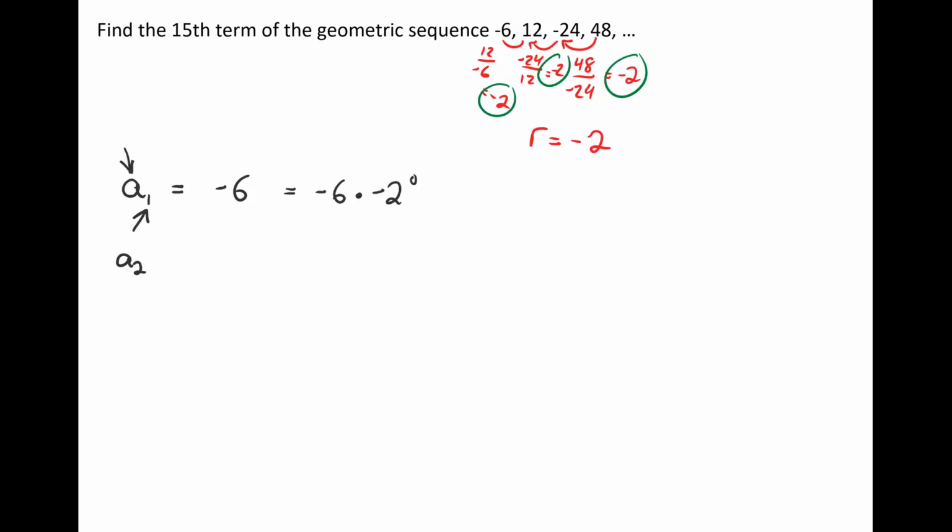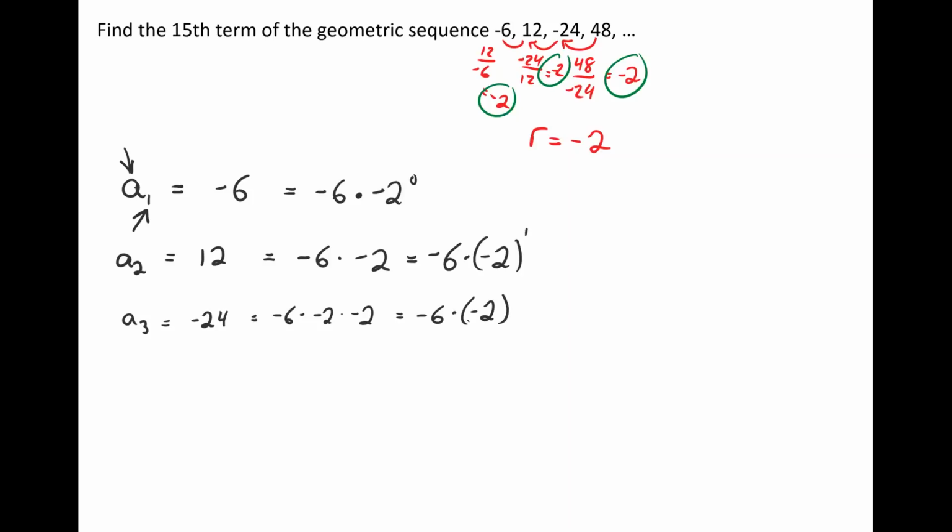Second term, a sub 2 is equal to 12, which is equal to negative 6 times negative 2, which is equal to negative 6 times negative 2 to the first power. Let's try the third term. A sub 3 is equal to negative 24, which is equal to negative 6 times negative 2 times negative 2, which is equal to negative 6 times negative 2 to the second power. See, here I've got two negative 2's, so that's the same as negative 2 squared.